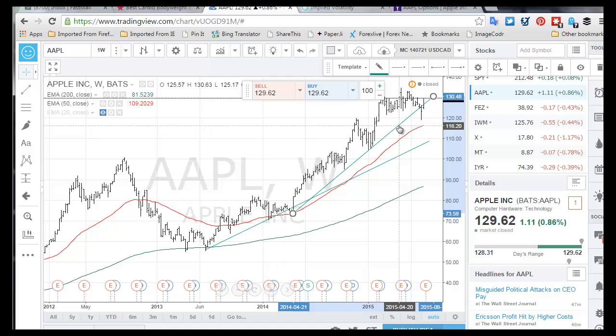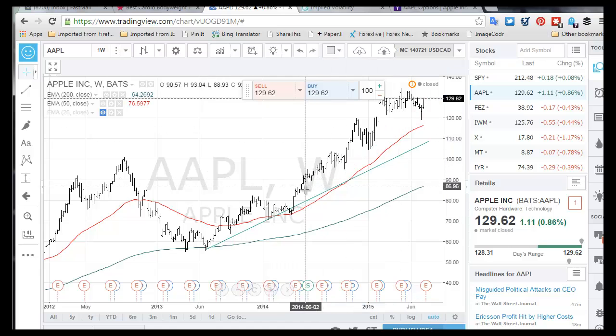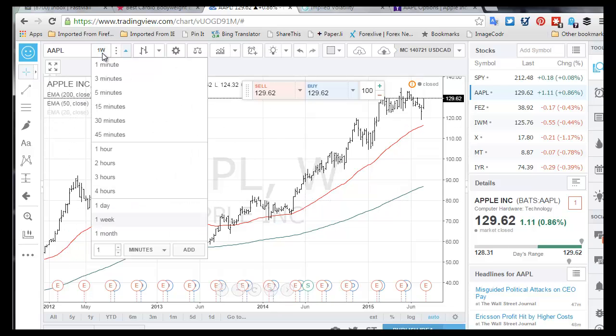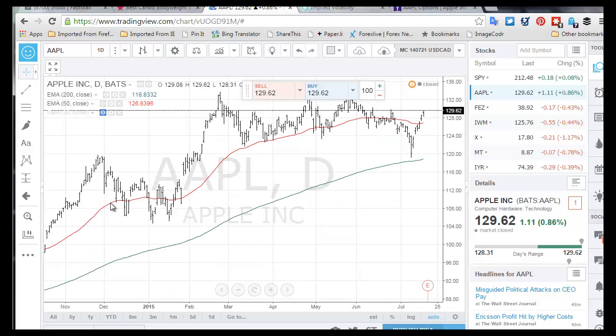So I'm comfortable that, so the first test, if I'm going to short a stock, is I want to establish that the uptrend has been broken, and in this case I do not believe it has.